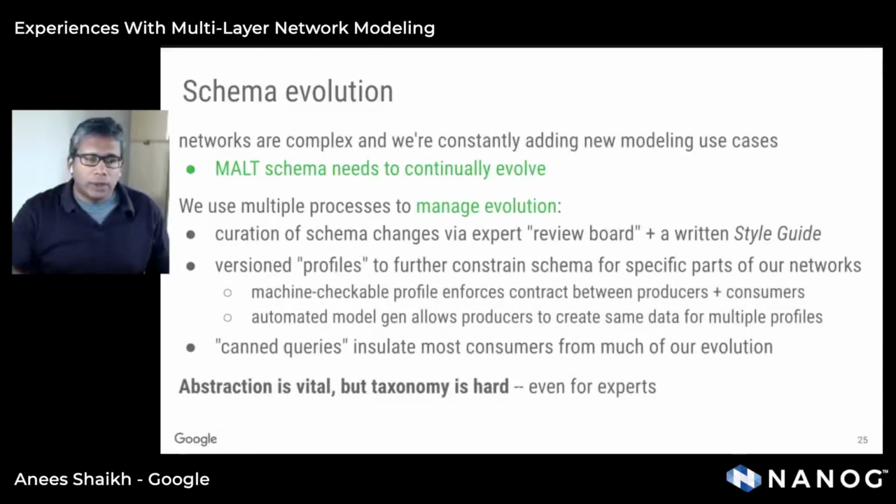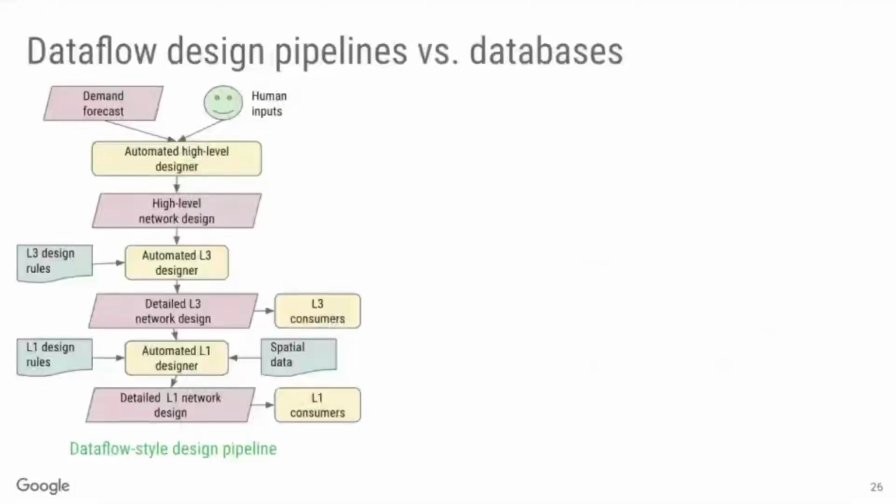And then I already talked a little bit about CAN queries. I'll just say that abstraction is important and easy, but taxonomy, in other words classifying the different concepts into these modeling terms, is really hard, even for people who are experts in the network structure.